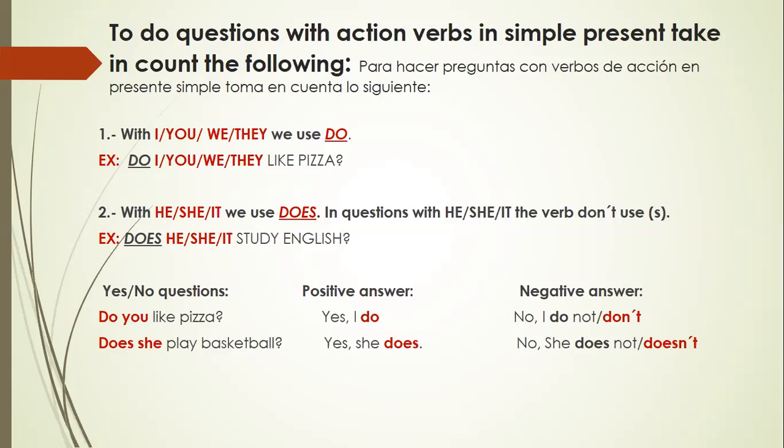With he, she, it, we use does. Entonces, con los pronombres he, she, it, utilizamos el auxiliar does con estos tres, el auxiliar does. ¿Ok? Entonces, es muy importante que tomes en cuenta esos tres pronombres, he, she, it. Con ellos se utiliza el auxiliar does. Example, does he study English? ¿Estudia el inglés? O puede ser, does she study English? O puede ser, does it study English? So, guys, remember that, okay?